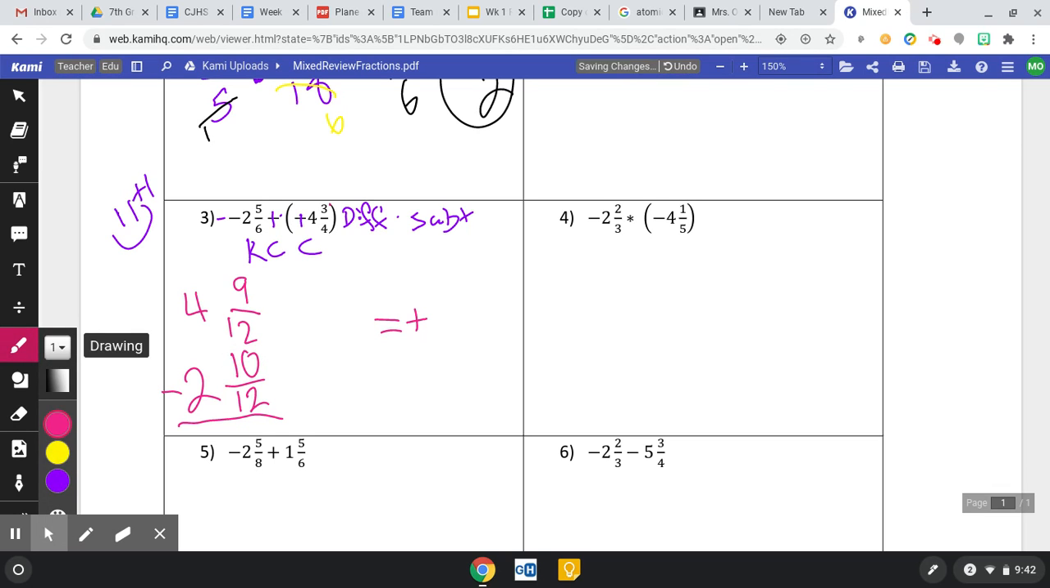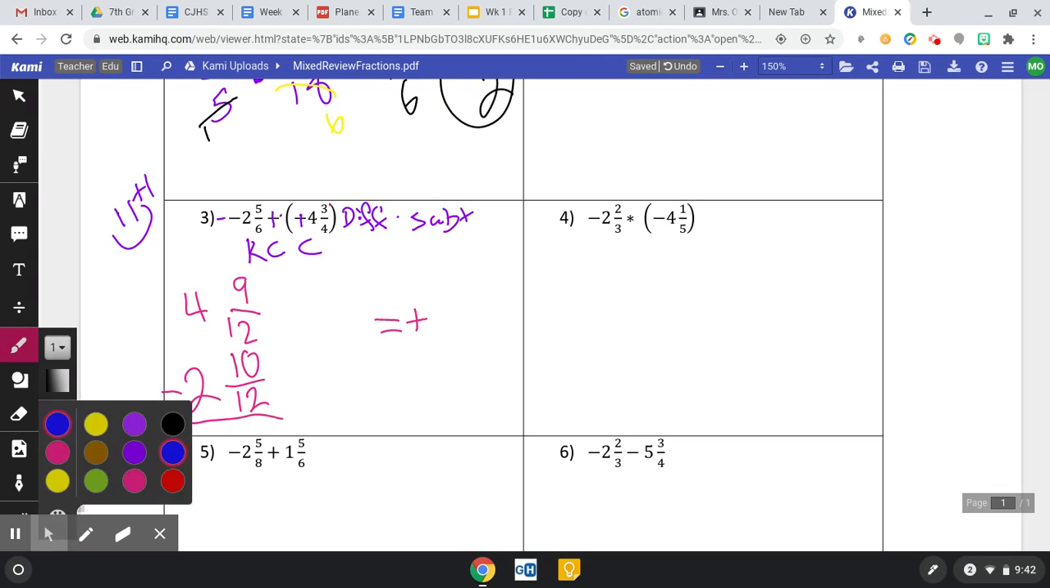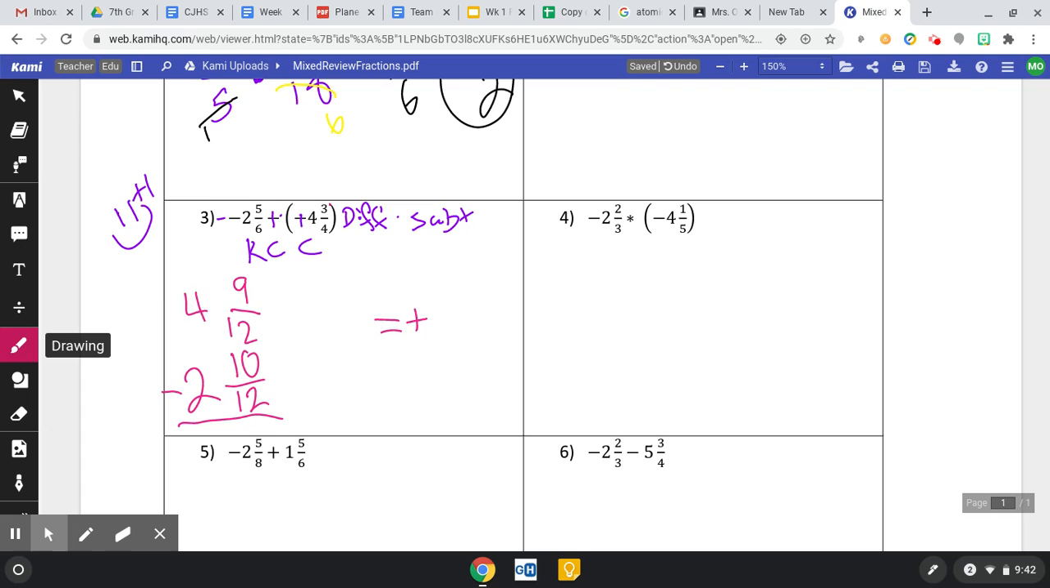Now this is a regrouping problem. We are going to need to borrow from this 4 and add 12 to make our 17. Now I can actually subtract. I know we're going to have a 12 on the bottom. 17 minus 10 is 7. And then 3 minus 2 is 1. So our answer is a 1 7/12.